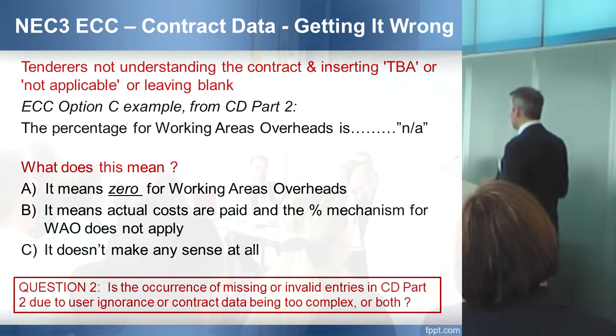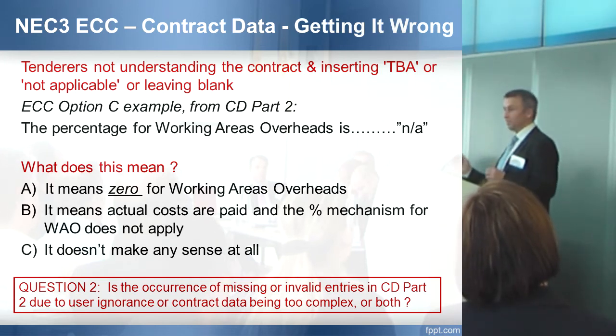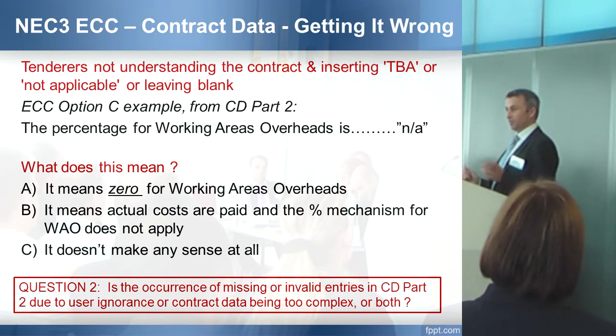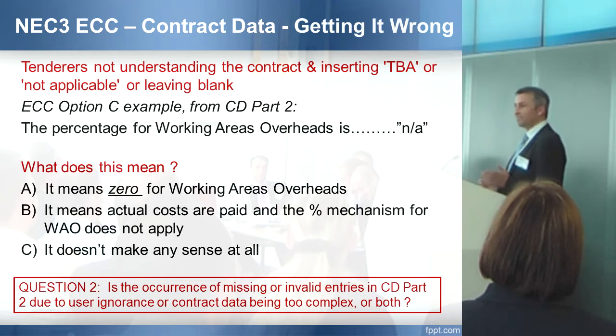I actually even thought of a fourth option. Perhaps you could even derive what the percentage should be from the build-up of the contractor's target. I don't know. Anybody got a view? Okay, point made.